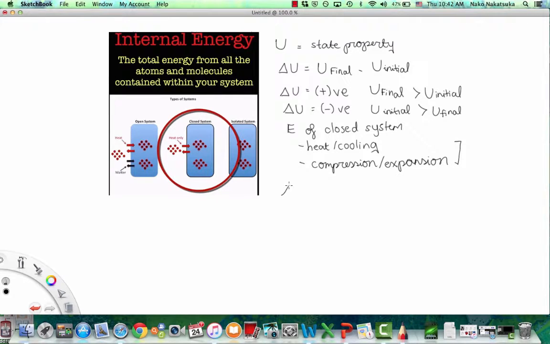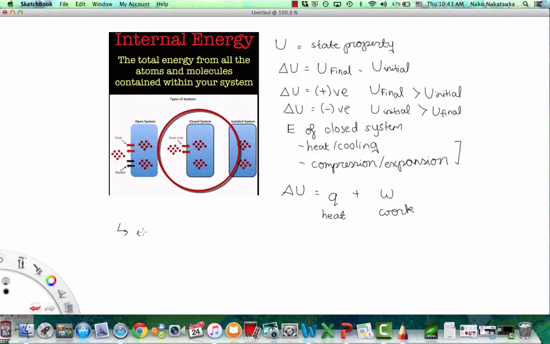And so we can write this out as delta U is Q plus W, where this is the energy transferred in the form of heat, and this is the energy transferred via compression, and this is representative of work. So delta U is a state property or a state function, but heat and work are not state functions, they're path functions.